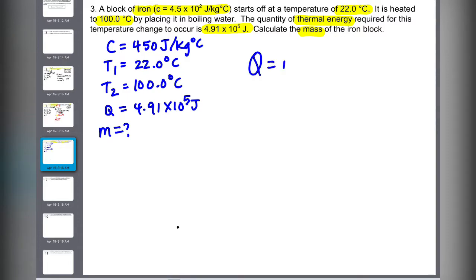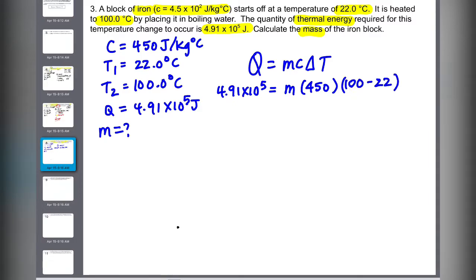So Q is mc delta T. So 4.91 times 10 to the 5 is equal to M, which is what you're looking for. C is 450. T2 is 100 minus 22. Okay, this is one equation with one unknown.